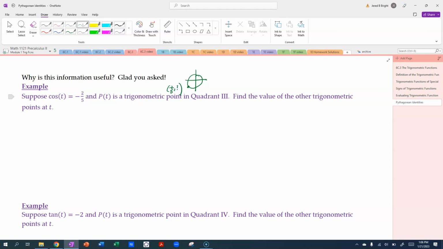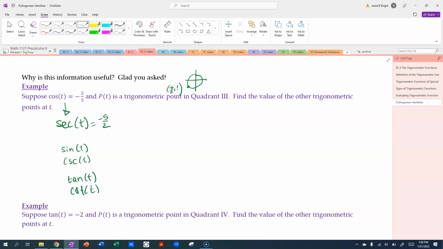Okay, so I know x, right? So if I know cosine, I can say automatically that secant of t would be the reciprocal, so -5/2. That's fine. But I don't know anything about sine and cosecant. I don't know anything about tangent or cotangent because I don't know what the y-coordinate is. But I know it's in quadrant 3.